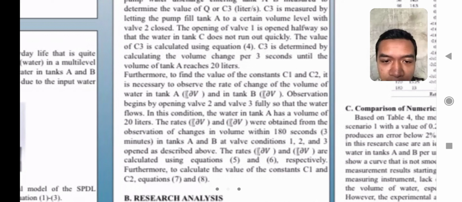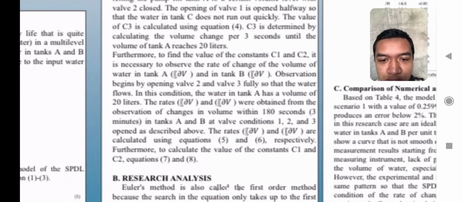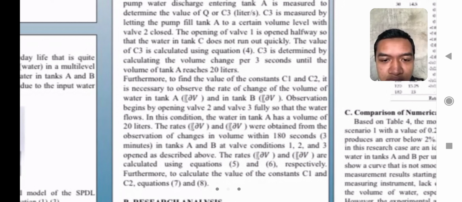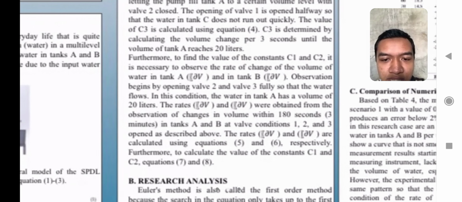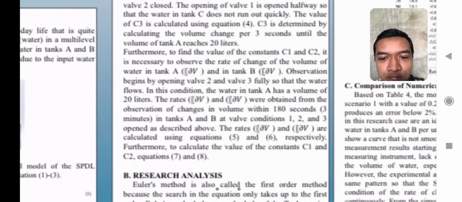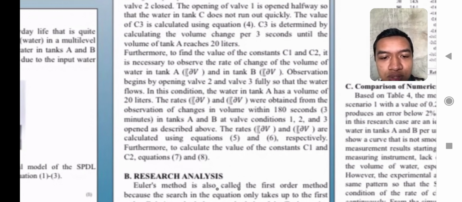The value of C3 is calculated using equation 4. C3 is determined by calculating the volume change per 3 seconds until the volume of tank A reaches 20 liters. Furthermore, to find the value of the constants C1 and C2 it is necessary to observe the rate of change of the volume of water in tank A and in tank B.